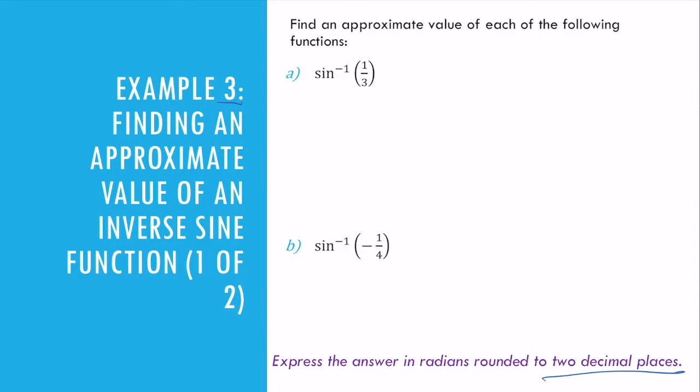So if we're in our calculator, we push the second button, push the sine button, that gives us sine inverse. If we substitute in 1/3, that's going to give us 0.34 if we round to 2 decimals. If I have sine inverse of -1/4, that's going to give me 0.25. And it's important to note that the domain for our sine inverse function is from -1 to 1. So the values that we're substituting in have to be in our domain.